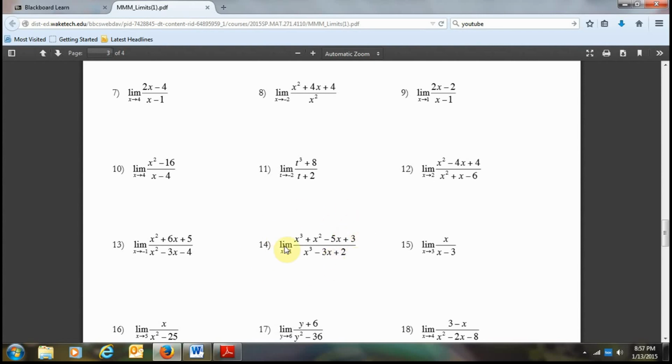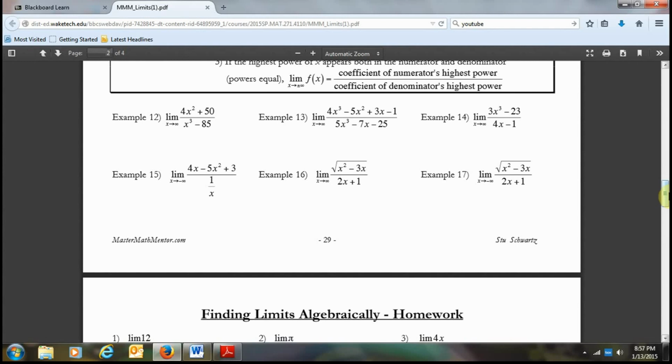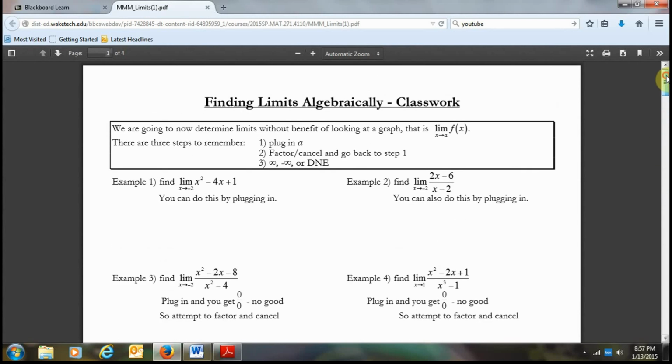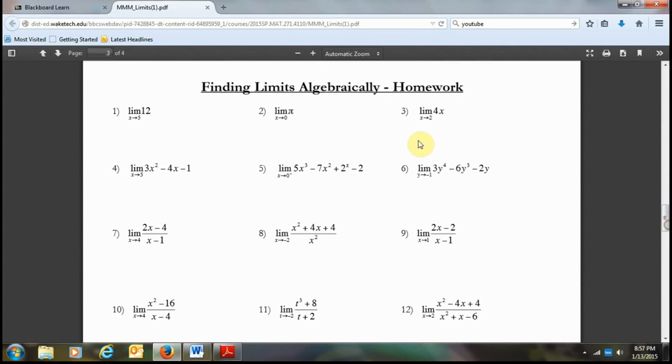So stop with number 14 on that type, and we'll need to talk a little bit about what happens on 15 after that. So do 1 through 14 on page 3 of this Master Math Mentor document. Let me get back to the top of it so you can see the top of it. So the Finding Limits Algebraically classwork, I want you to look at these first 4 examples. I've given you the number answers for those, and then do 1 through 14 on page 3 of the Finding Limits Algebraically homework.